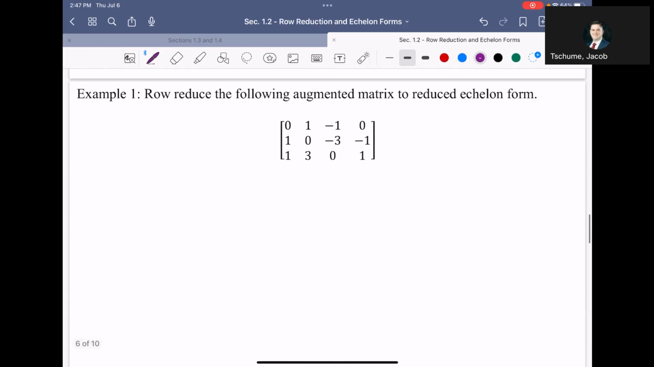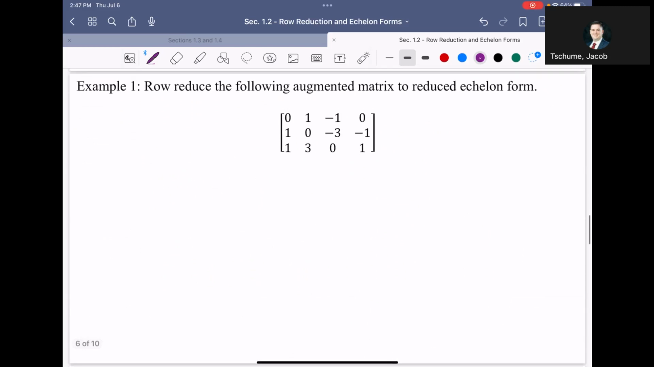So like I said, there's not many problems in this section that we're going to work, but I am going to show you a few examples of kind of hammering the ideas we covered last time in the video, but using new names. So example 1 here says, row reduce the following augmented matrix to reduced echelon form. And so here's just a random matrix I made up. We want to put this into, like I said, reduced echelon form.